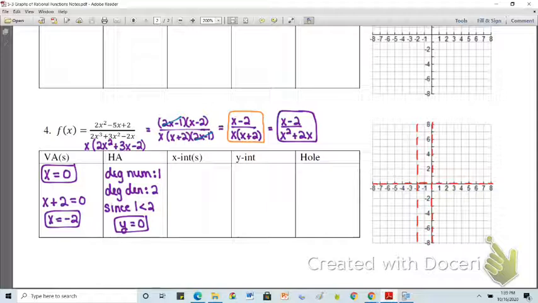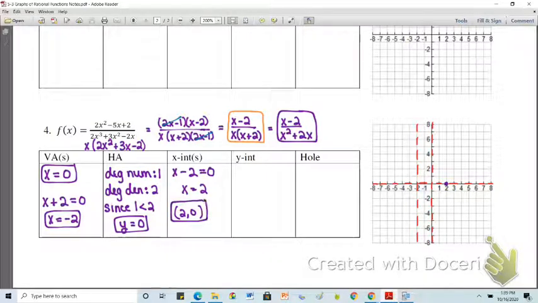Next, x-intercepts, I set my numerator equal to 0. So I get x equals 2, so that's the point 2, 0. Now, normally we have thought of our asymptotes as lines that graphs approach but do not touch. Sometimes, and very rarely, but sometimes, they will actually cross over a horizontal asymptote. So when I plot this point and see that it's on a horizontal asymptote, that's okay. It's just going to hug the opposite side of the line.